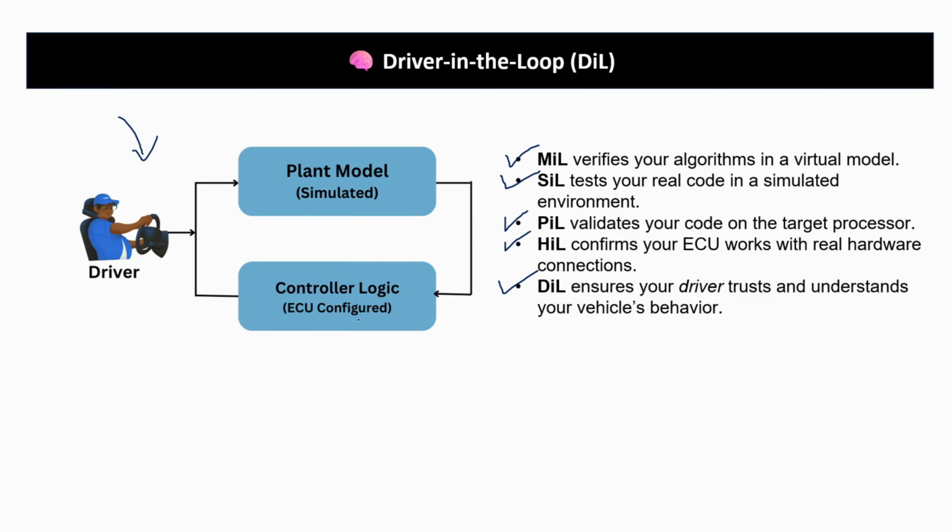Next up, we move to the final stage, vehicle in the loop, where all components, including the real car, enter the picture for ultimate validation.